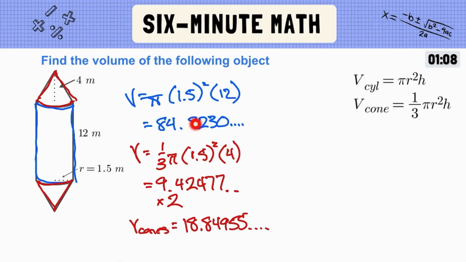We're going to add my cylinder volume plus my 2 cones volume for a final volume of 103.7 cubic meters.